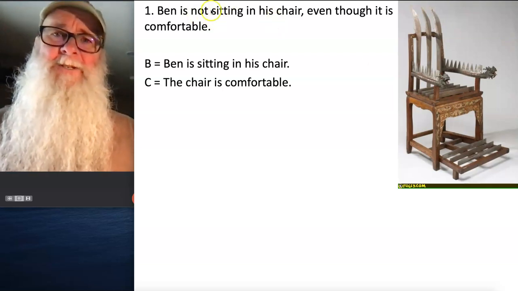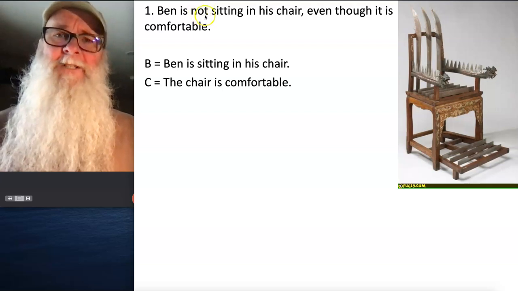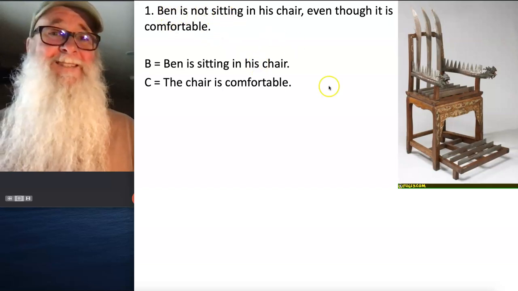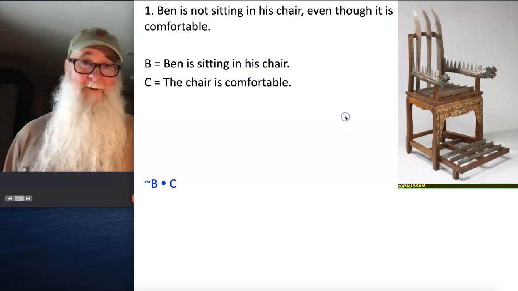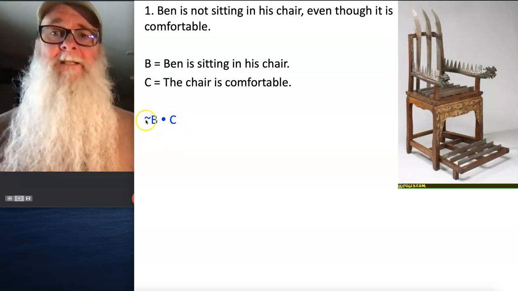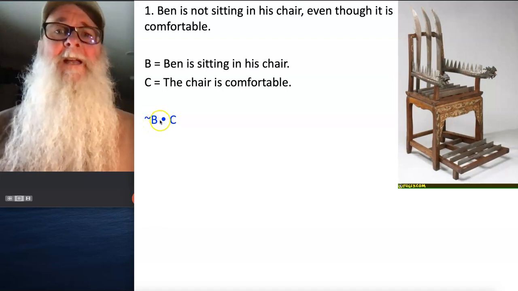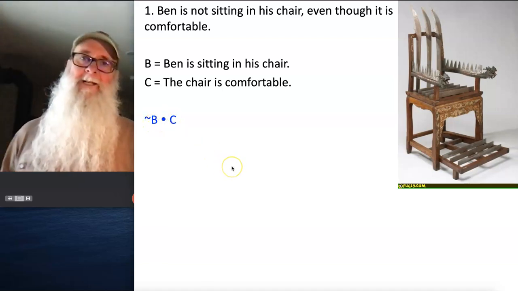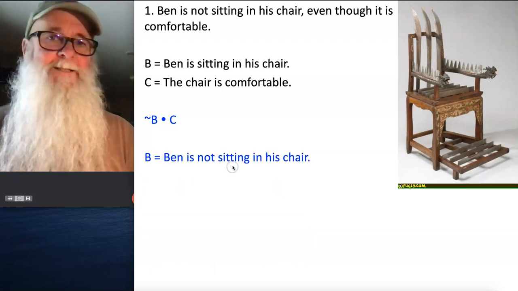I also see in the original sentence that we have negation going on here. So I'm using B to represent the statement Ben is sitting in his chair, but the translation says Ben is not sitting in his chair. So I'm going to have a tilde somewhere in my translation. So we're going to translate this as tilde B dot C. This says it is not the case that Ben is sitting in his chair and it is comfortable, or even though it is comfortable.